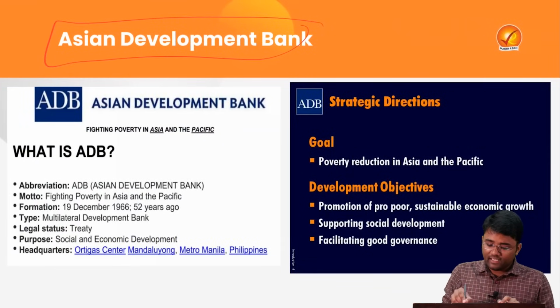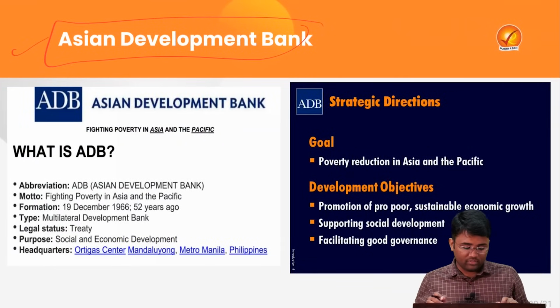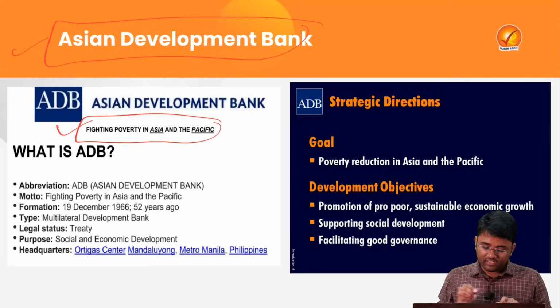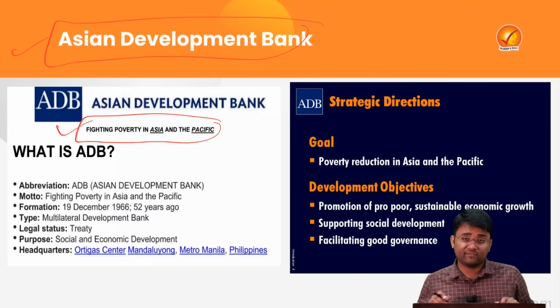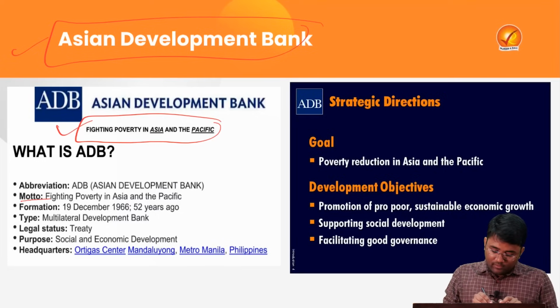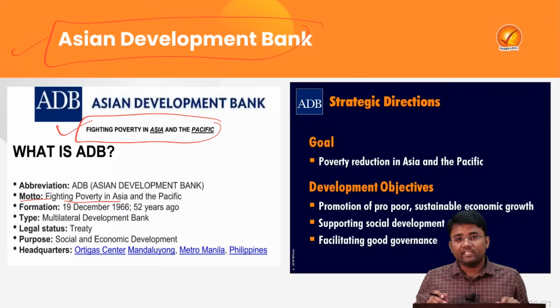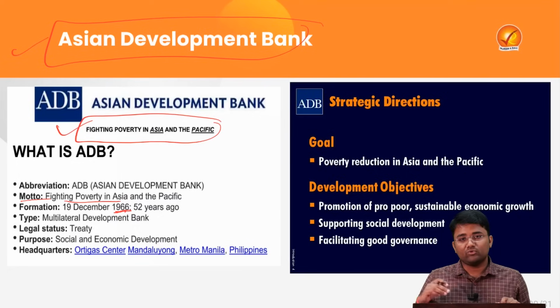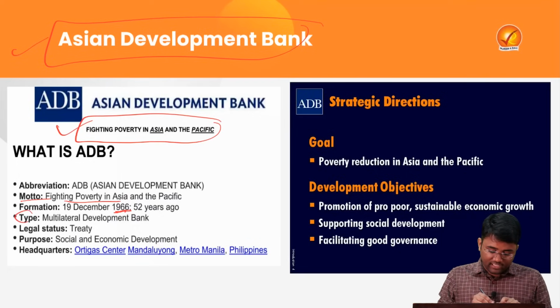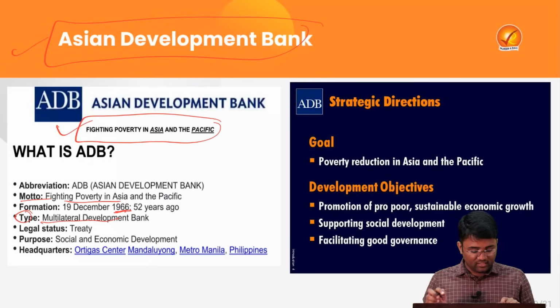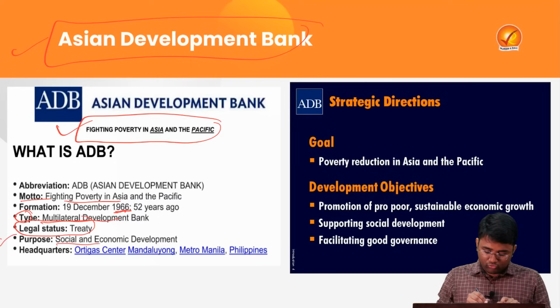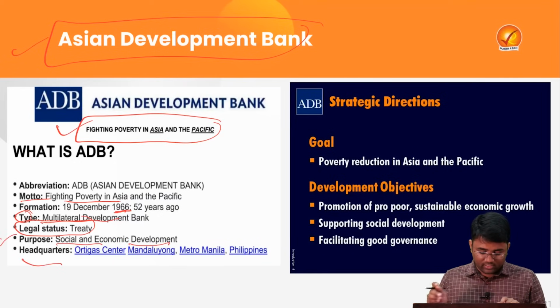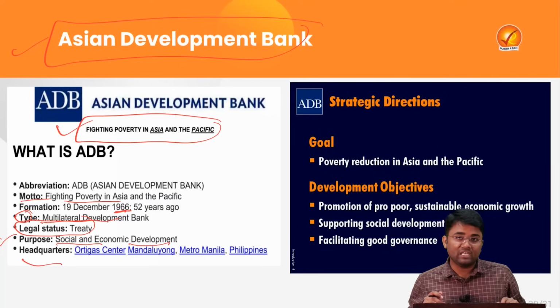Now, the next topic is the Asian Development Bank, or the ADB, which aims to fight poverty in Asia and the Pacific in particular. So the motto is fighting poverty in Asia and the Pacific. It was formed in 1966, almost 52 years ago, and it is a type of multilateral development bank. Its legal status is that it has been set up by a proper treaty. The purpose is social and economic development. The headquarters is situated in Manila, Philippines.